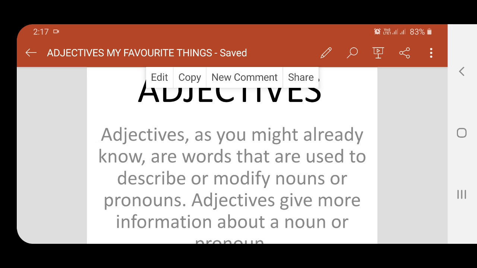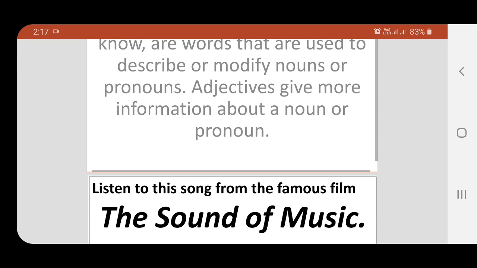From the last class onwards, we have started discussing adjectives. We saw what adjectives are. Adjectives are words used to describe or modify nouns or pronouns. Adjectives give more information about a noun or pronoun.